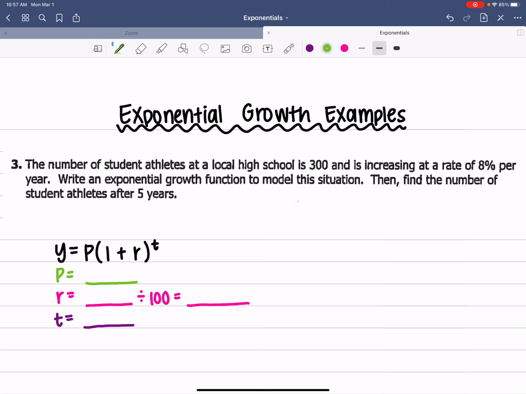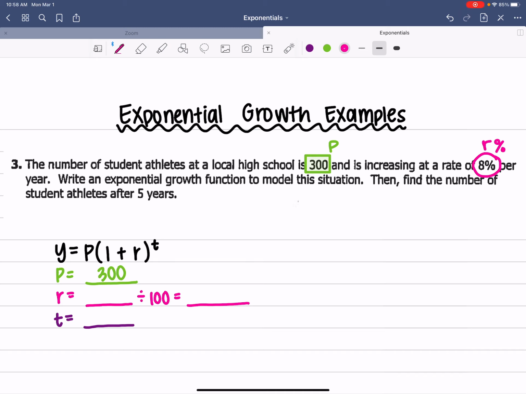So starting with the principal amount or the initial value, it says that the number of student athletes is 300 and that number is what's increasing. So 300 is what we're starting with as our p-value. Now the rate, we're told that that number 300 is increasing by 8% per year. So 8% is going to be our rate as a percentage.